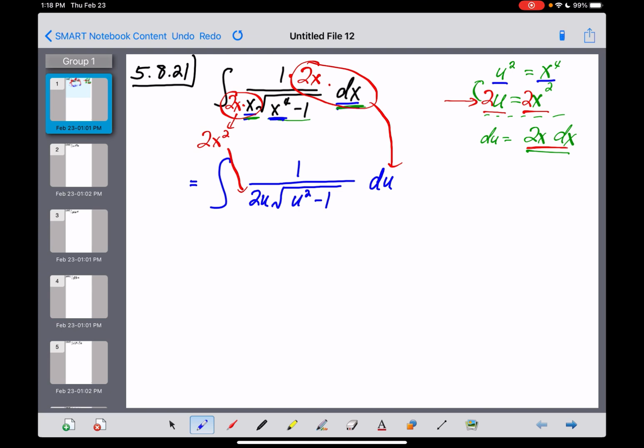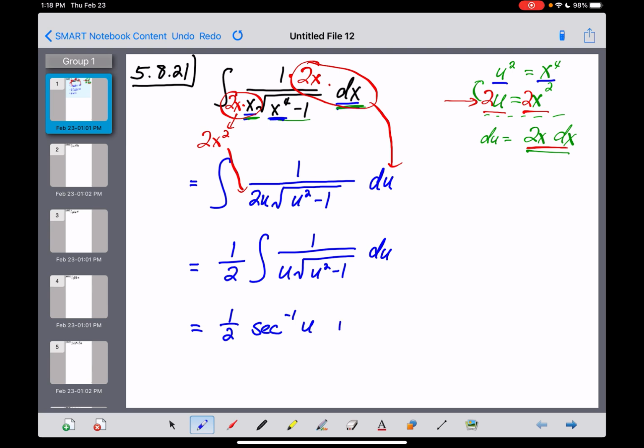Pretty much. That 2 on the bottom is problematic, but remember, any constant can be factored out. So a 2 on the bottom means we're pulling out a 1/2 as a constant factor here, and then we've got 1 over u multiplied by the square root of u squared minus 1 du, and that would be the derivative of the inverse secant of u. So that's going to leave us with a 1/2 and then an inverse secant of u, and because it's an indefinite integral, we'll put a plus c at the end of all that.